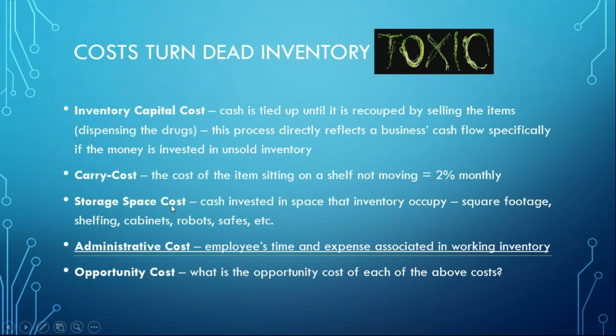Then you have the storage cost, the cost of it sitting on your shelf, the cost of the shelf and the space that's available. It's taking up space. If it's not being profitable, it's dead. You could have a different drug or a different item there that is profitable. And you also have the physical cost involved with not just the square footage, but if you have a cabinet or some kind of machine or some kind of safe or some kind of robot, you have costs associated with that. You want to make sure that you have items in those machines that are turning quickly.